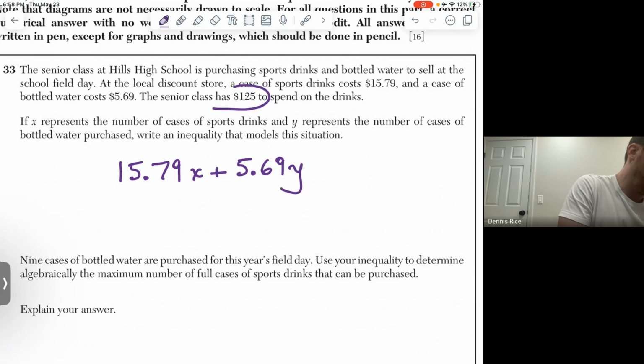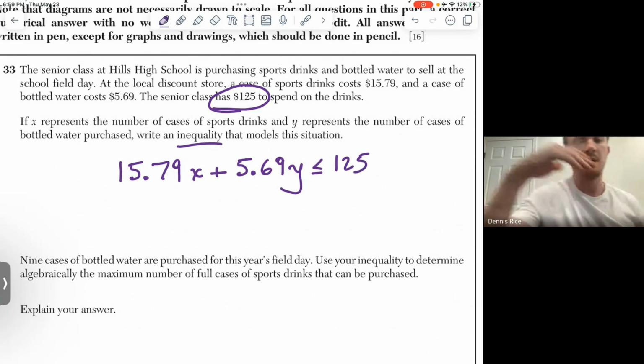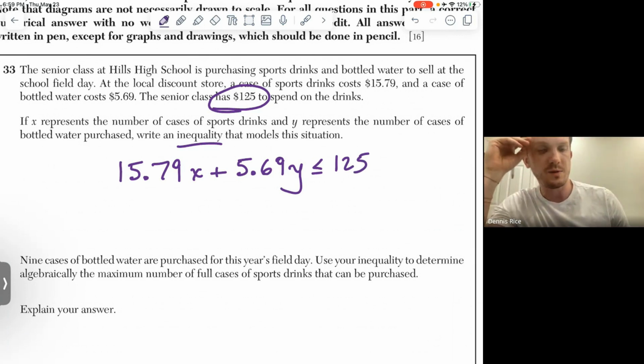And they have $125. So what symbol should I be using here? I don't want to put equals. They even tell you to put an inequality. What inequality symbol should we be putting? Less than or equal to. Very good. If you have some amount of money, your options are spending all of it or spending less than it. You certainly can't spend more than it.